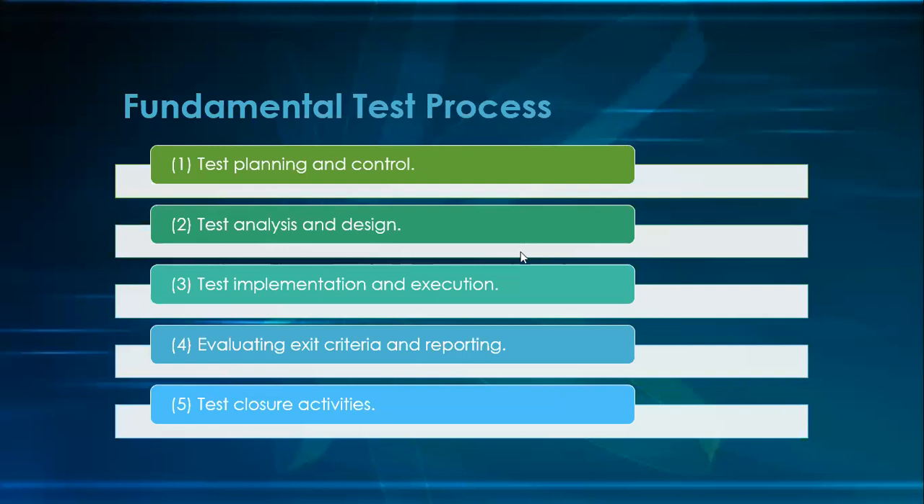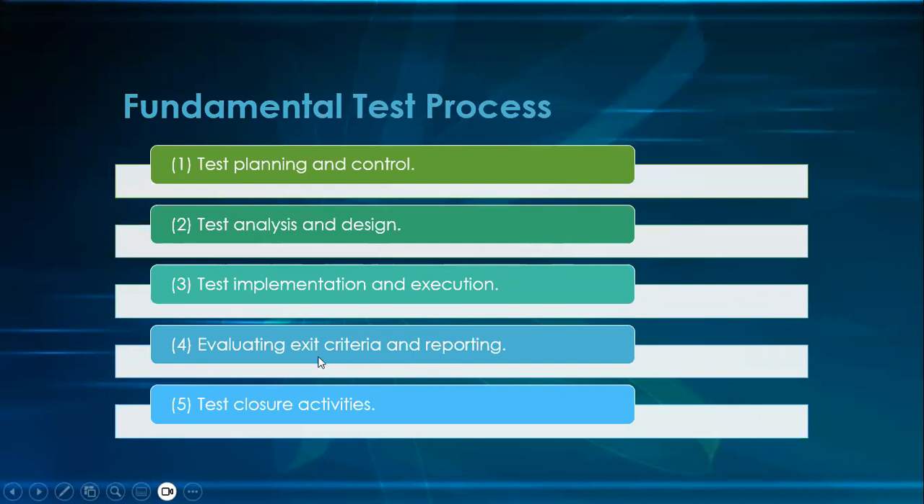So now, evaluating exit criteria and reporting. What does this mean? This means that when you have finished your test implementation and execution, you've executed all the test cases, you now have to do a report, because you are getting to the point of testing. While doing the implementation and execution, you found bugs. They are fixing, you are retesting, you are doing your regression. All these have been playing out in your third phase.